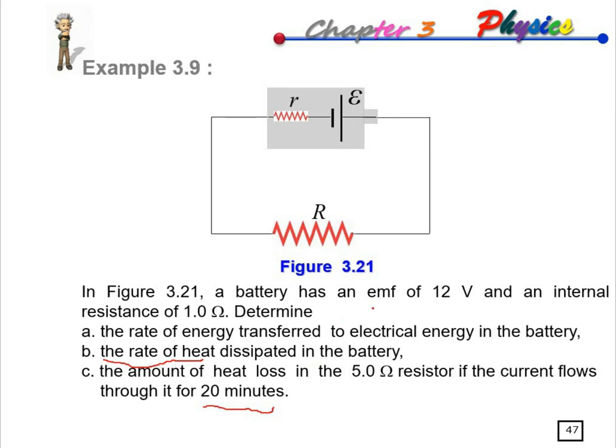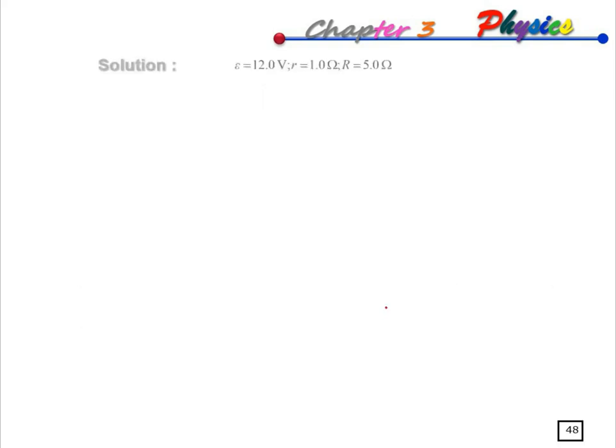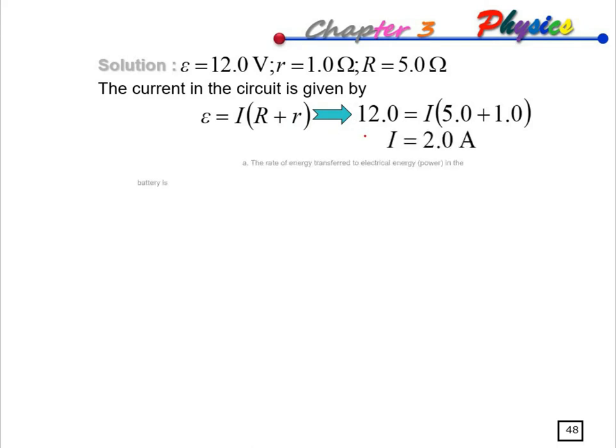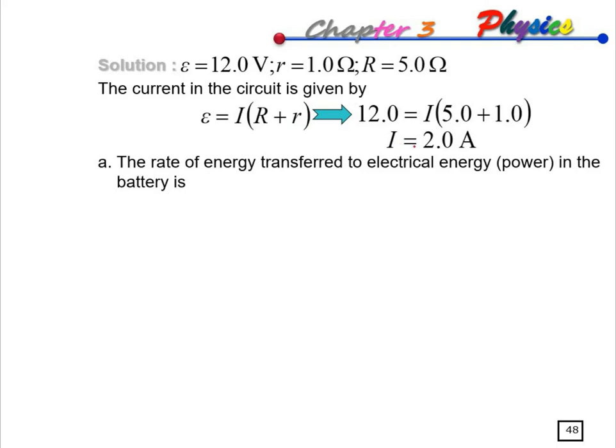Okay, let's look at the solution. We take out the information given in the question. The EMF equals 12 volt. Internal resistance is 1 ohm and R, the external resistance, is 5 ohm. The current in the circuit is given by the equation EMF equals I times bracket capital R plus small r, the internal resistance. Then we substitute the numbers in the equation, and we get the current flowing in the circuit is 2 ampere.